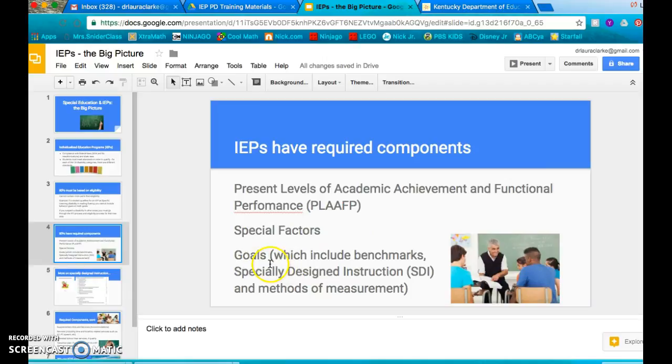We're going to also craft goals for the student based on their area of eligibility. So looking at the data and the present levels in those areas of deficit, what kind of goals and benchmarks might we need to develop? What kind of specially designed instruction is required? This is what the teacher is doing to help the student reach the goal. This is teacher directed. And what methods of measurement are we going to use to see if the student is actually moving towards meeting those benchmarks and goals? So all of those are included within the goals.